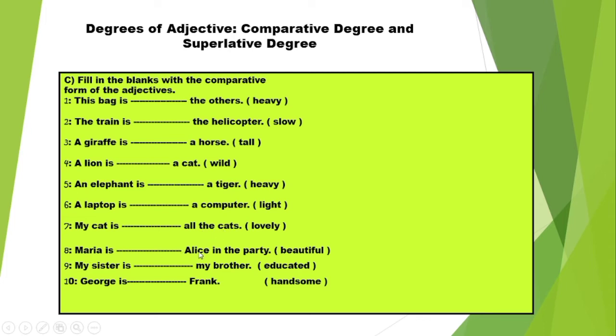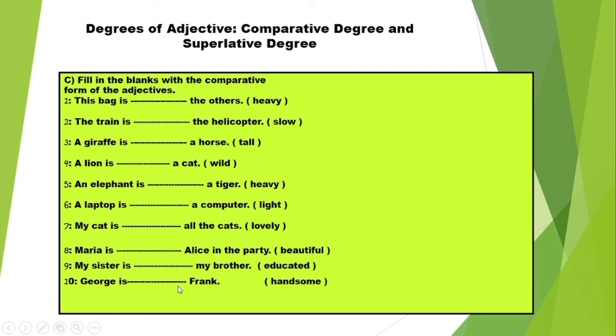Maria is dash than Alice in the party. Beautiful, now beautiful has more than one syllable. Beautiful has three syllables, so we'll add more because we cannot add er or est here. So Maria is more beautiful than Alice in the party. My sister is dash educated than my brother. Educated, now again educated has got more than one syllable, so we'll add more with it for making the comparative degree. So my sister is more educated than my brother. George is dash than Frank. Handsome, again handsome has got more than one syllable, so we'll add more with it to make the comparative degree.